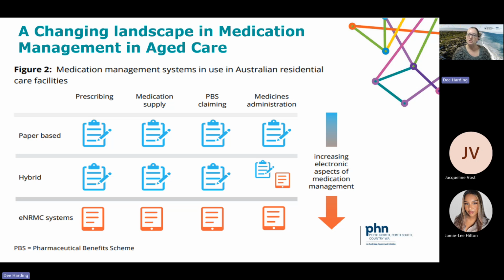The records of administration compiled by the pharmacy will include instructions for medication administration and the handling and storage of the medication. Hybrid systems are not Australian Digital Health Agency conformant prescribing systems. This means they are not eligible to electronically prescribe or dispense any prescription medicines, nor claim PBS entitlements. So the eNRMC system is what we're going to be talking about today.